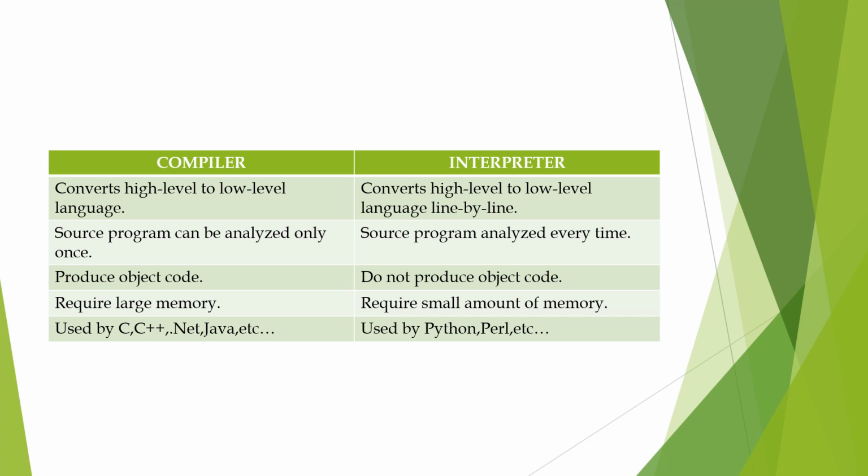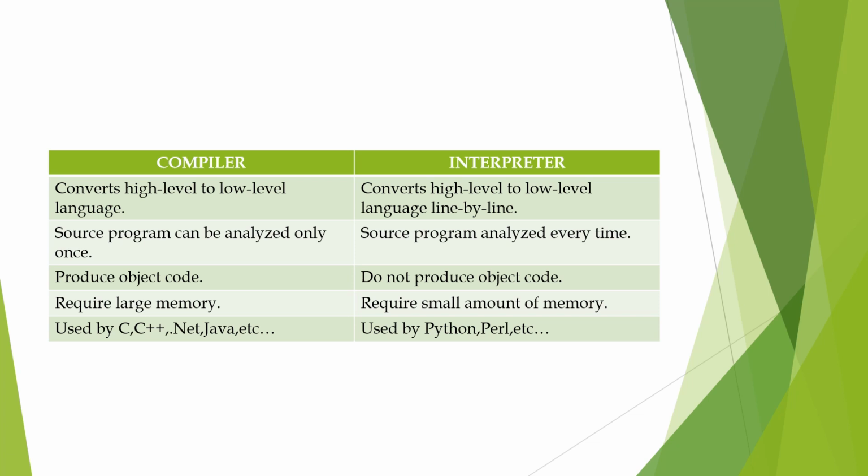Next, I have already told you the difference between the compiler and the interpreter. The compiler converts high level to low level language. The interpreter also converts high level to low level language, but line by line. Next point: for a compiler, the source program is analyzed only once. Here, the source program is analyzed every time. While we are typing, it starts analyzing each and every time. The compiler produces object code, but the interpreter does not produce any object code.